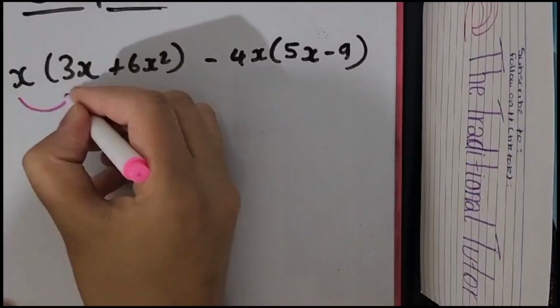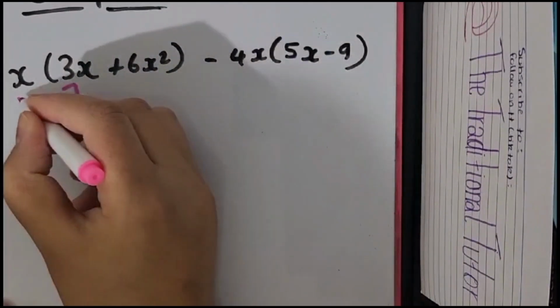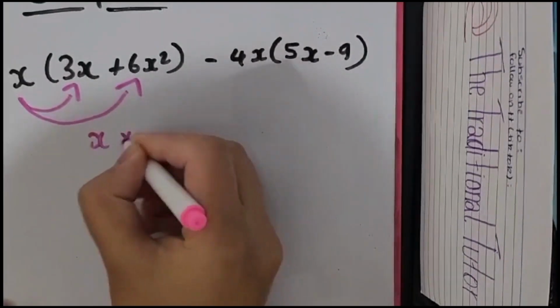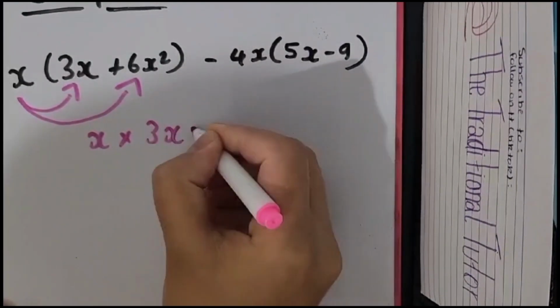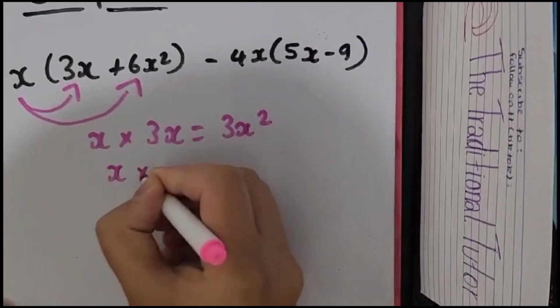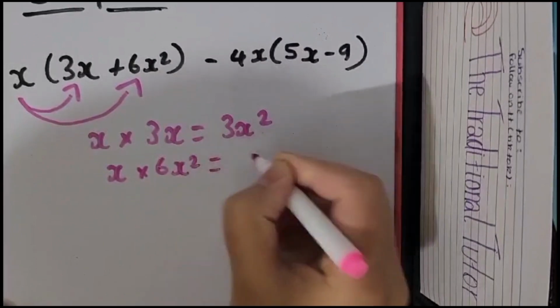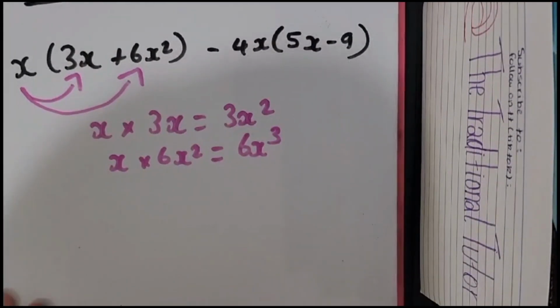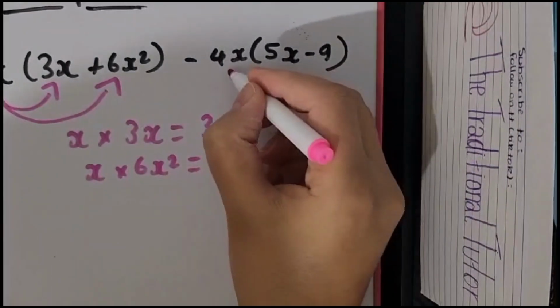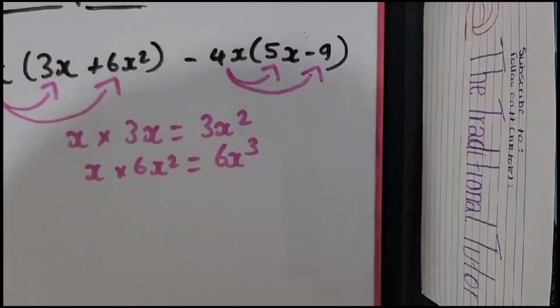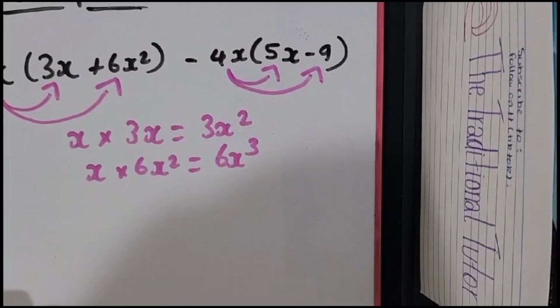So I've got x times by 3x, and I need to also remember to times it by my 6x squared. So let's go ahead and do that. x times by 3x gives me 3x squared, and then x times by 6x squared gives me 6x cubed. Okay, so that's the answer to that one. And then if we move over to the negative 4x times by 5x minus 9, just drawing my arrows, and then let's go ahead and solve it.